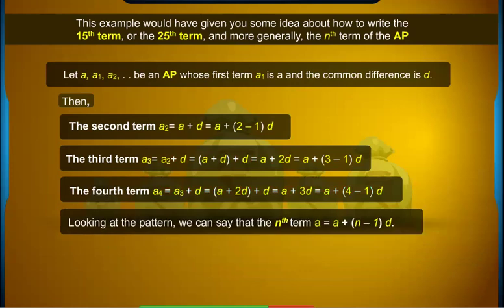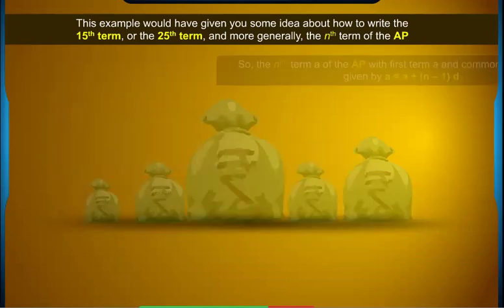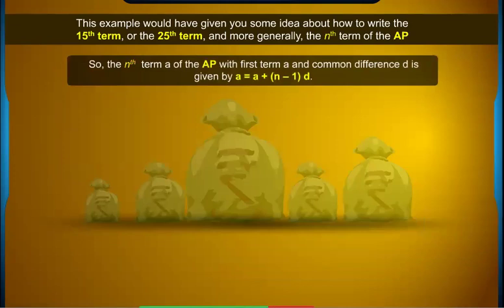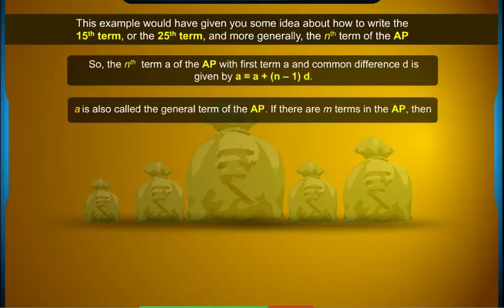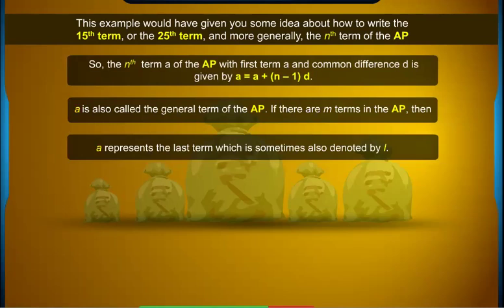Looking at the pattern, we can say that the nth term an is equal to a plus n minus 1 d. So, the nth term an of the AP with first term a and common difference d is given by an is equal to a plus n minus 1 d. an is also called the general term of the AP. If there are m terms in the AP, then am represents the last term, which is sometimes also denoted by l.